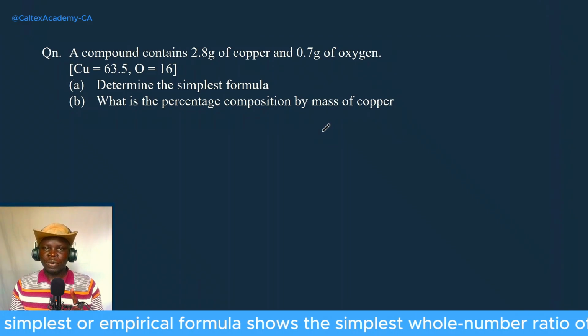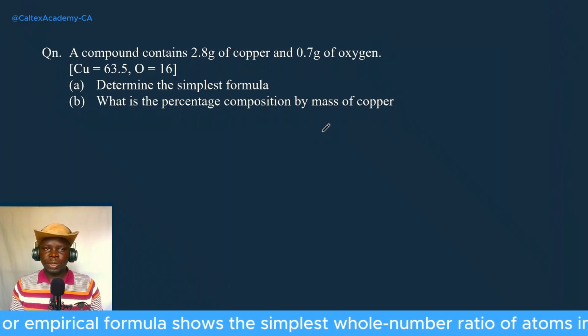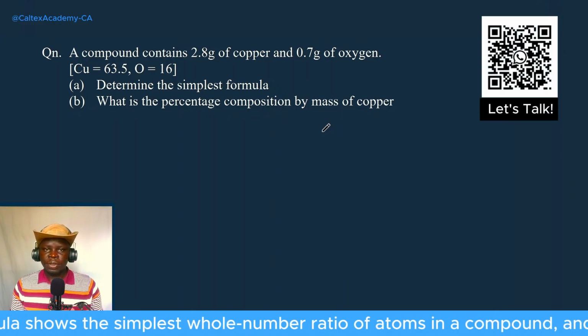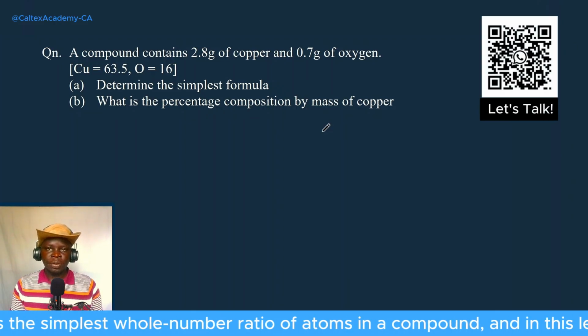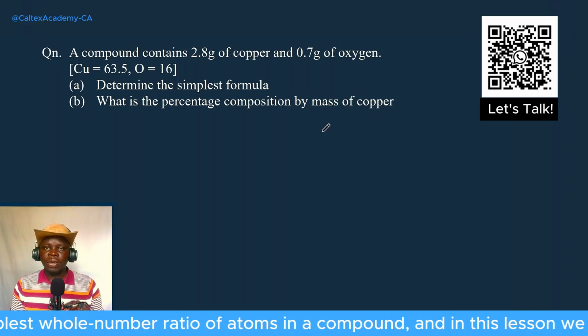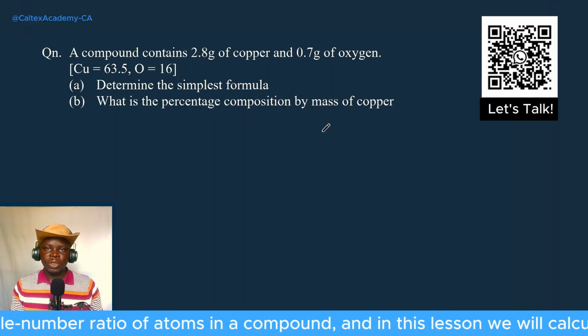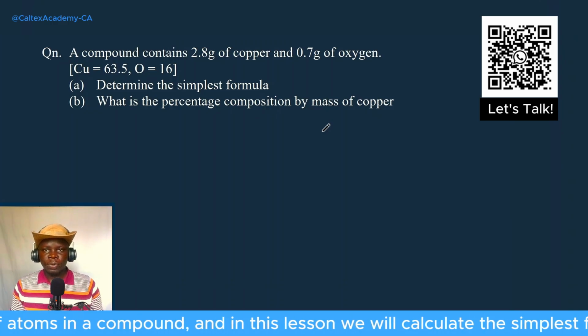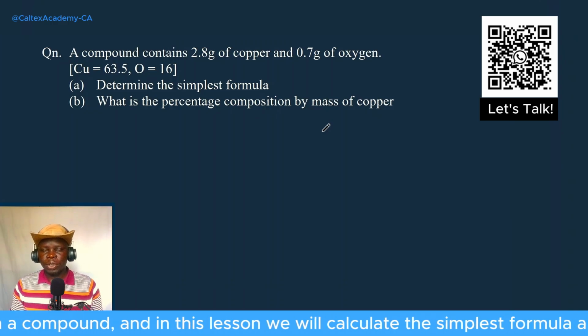Today on our board, I'm going to walk you through this chemistry question on empirical formulae. And today, I'm going to make you understand how to get the simplest formula or empirical formula when you're given masses of each of the elements mentioned in the question. So without further ado, let's dive in and take a look at our question.